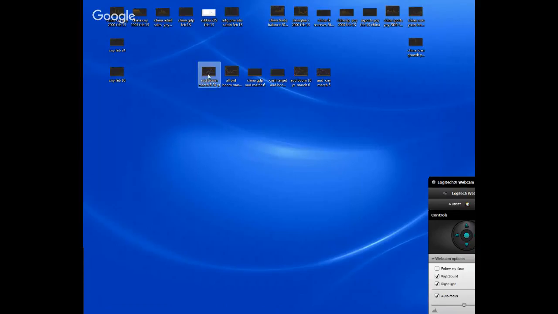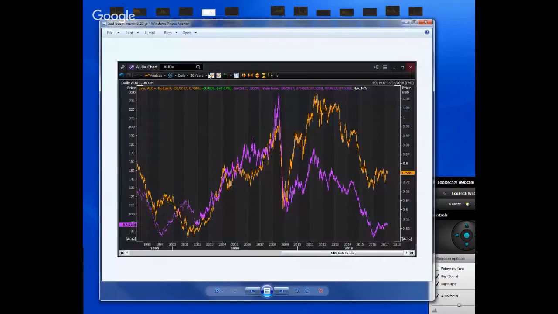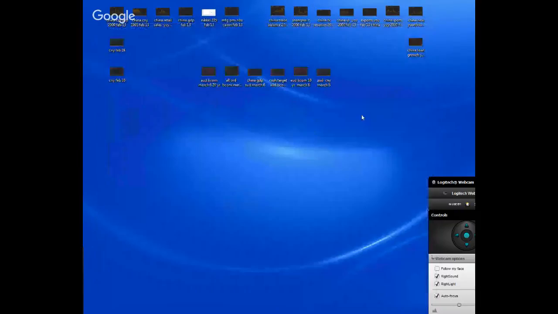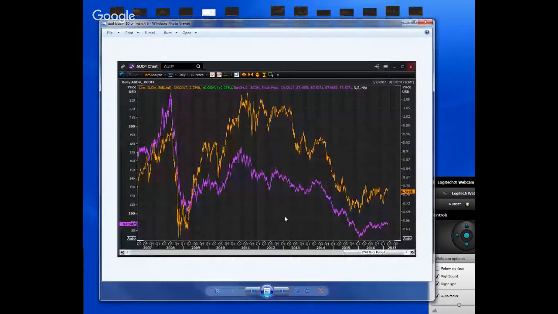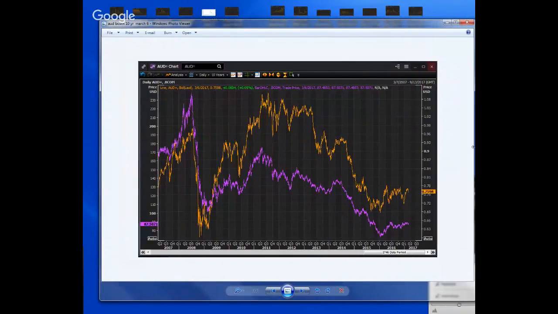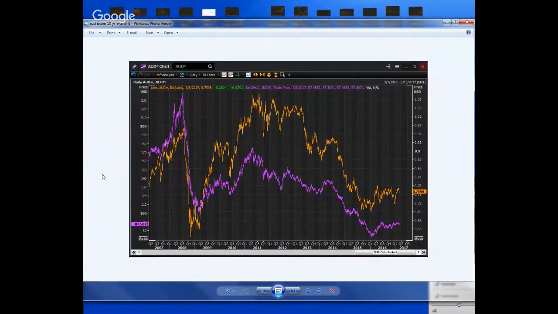Let's see if I have a... Oh, this is the 20-year chart, and this is the 10-year chart. And again, whatever detail you want to look at in the chart, we can do that and take up the whole screen. Cool. How about that? The correlation is unmistakable.